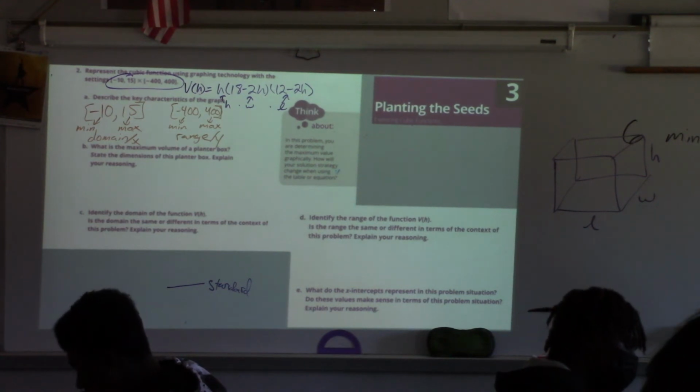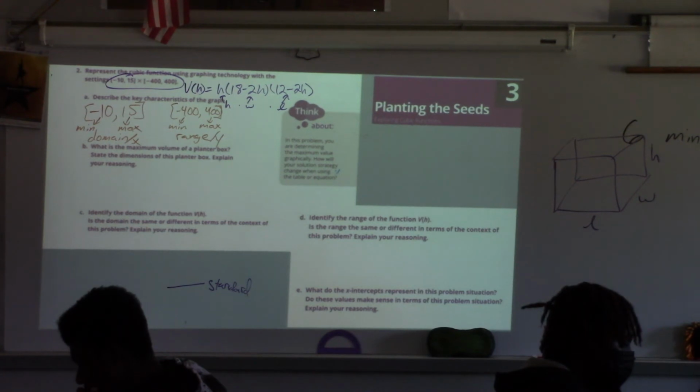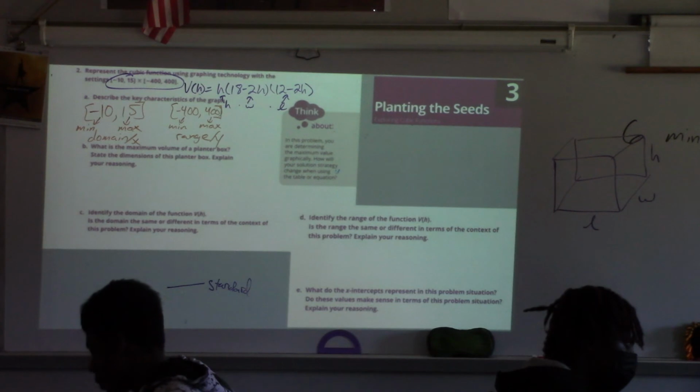Negative infinity. Right? That'd be my minimum. Not negative, negative infinity. Is it going to continue going to the right? So what is the maximum x value you get?